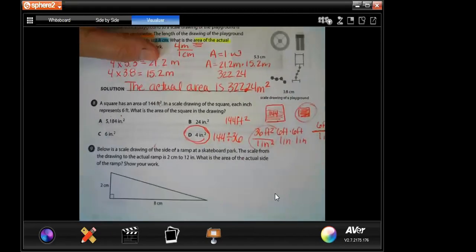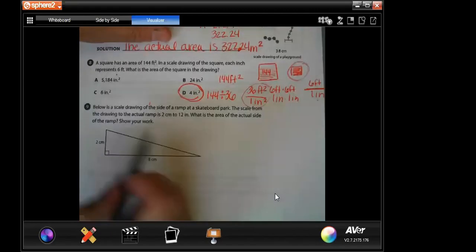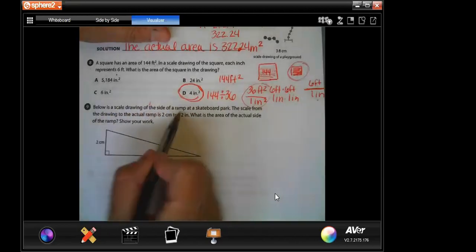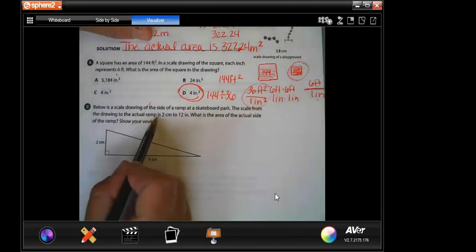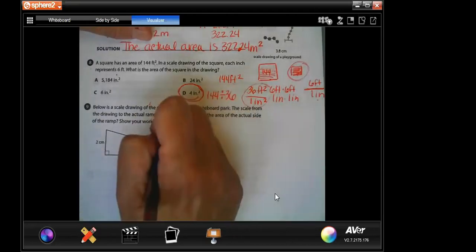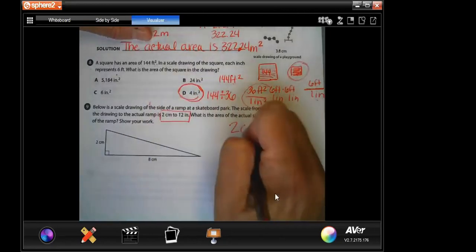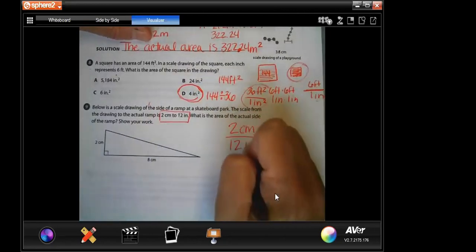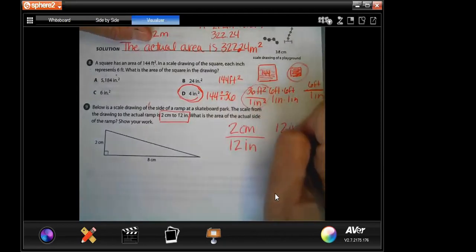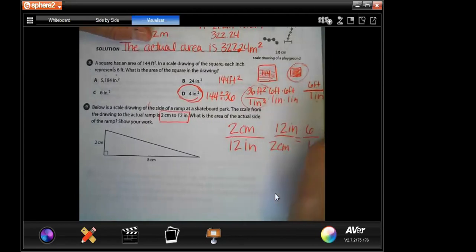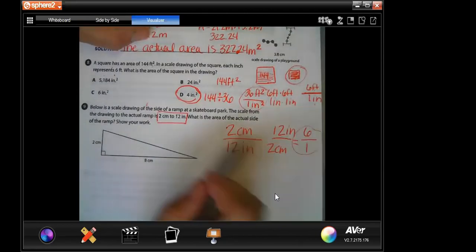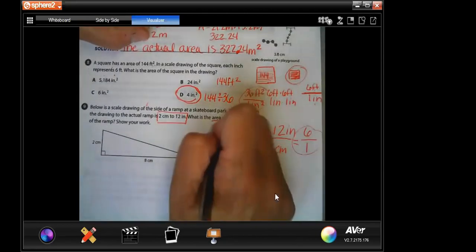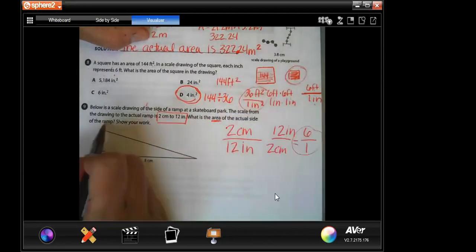Okay, and last but certainly not least, below is a scale drawing of the side of a ramp at a skateboard park. The scale from the drawing to the actual ramp is 2 centimeters to 12 inches. Two centimeters to 12 inches. Or the other way to write it is 12 inches to 2 centimeters, which reduces down to 6 to 1. So here's my scale. What is the area of the actual side of the ramp?